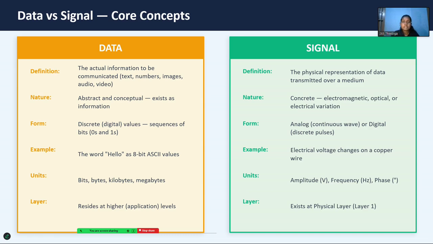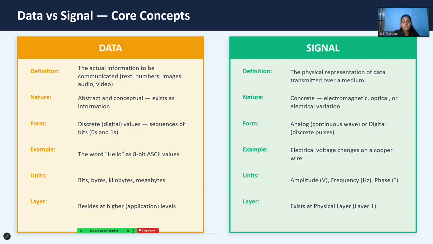Before we discuss transmission in detail, it is important to distinguish between two terms that are often used interchangeably but mean very different things: data and signal. Data is the abstract information we want to communicate: text, numbers, images, audio, or video. It is conceptual. When you type the word hello, it exists as a sequence of bits, 8-bit ASCII values for each character. Data lives at the higher layers of the network model.